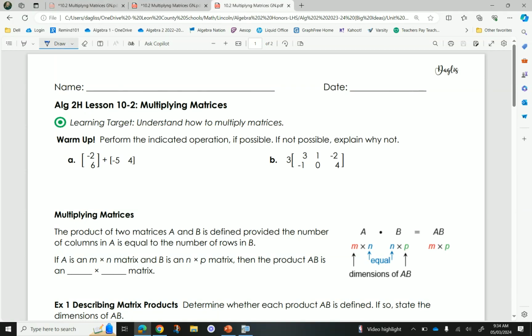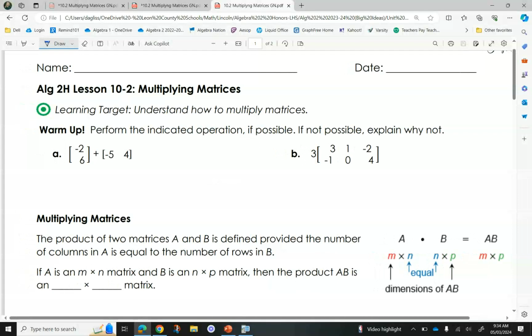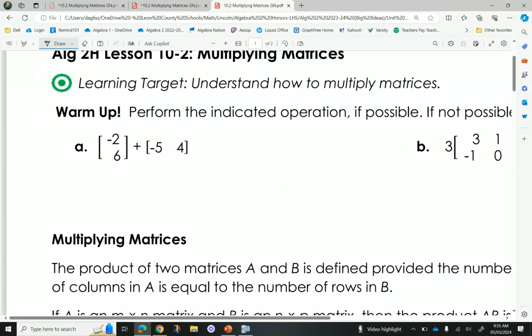All right, so our warm-up was a little summary of what we did yesterday. Part A wanted you to add, if possible. Can we add these together? No, why not? They're not the same dimensions. What is the dimension for the first one? 2 by 1. This is a 2 by 1, and what's this guy? A 1 by 2, so it's flip-flopped, right? But it's not possible because it is not the same dimensions. So we cannot add those together.